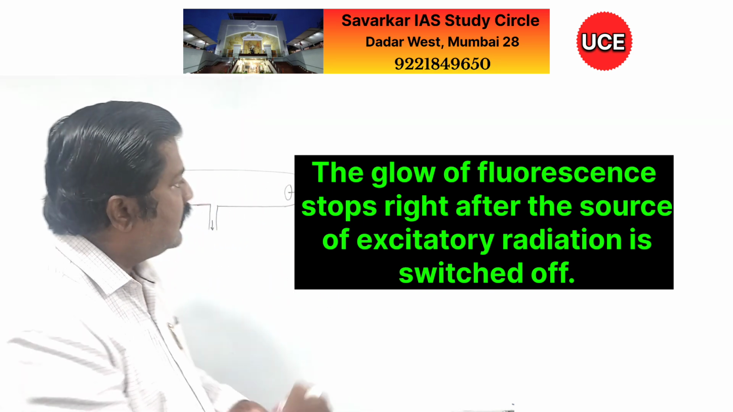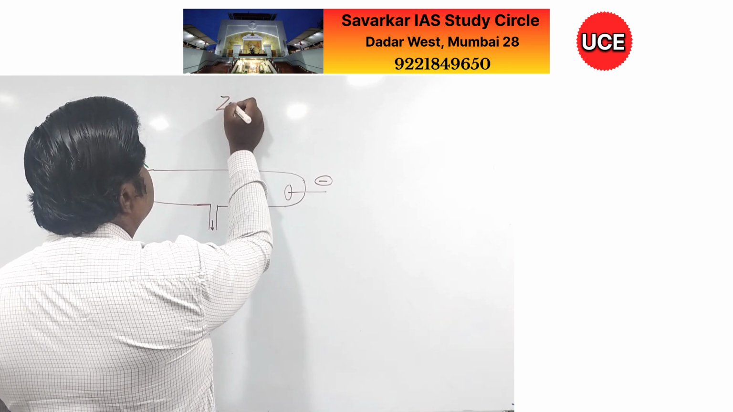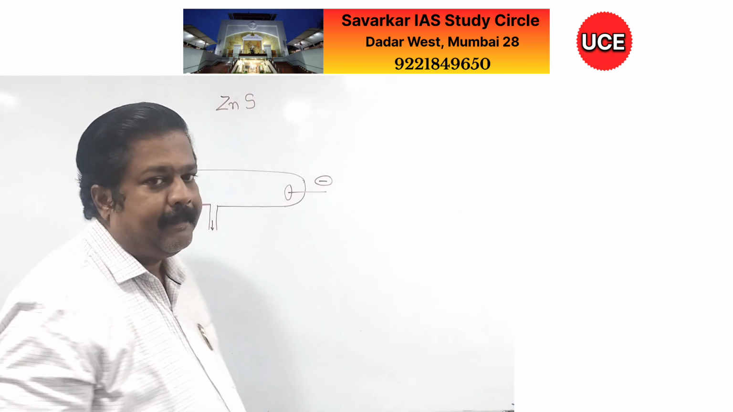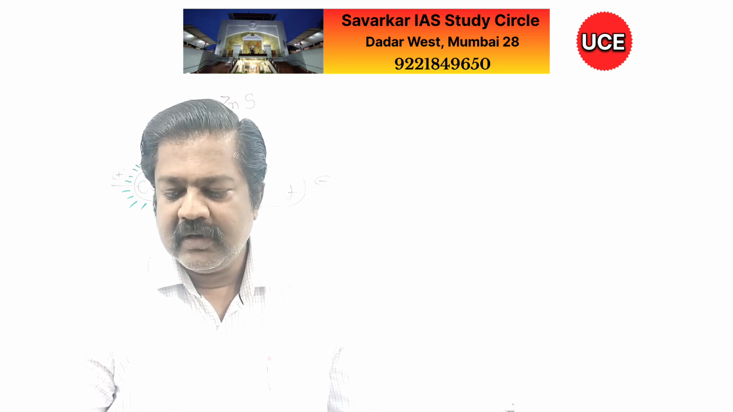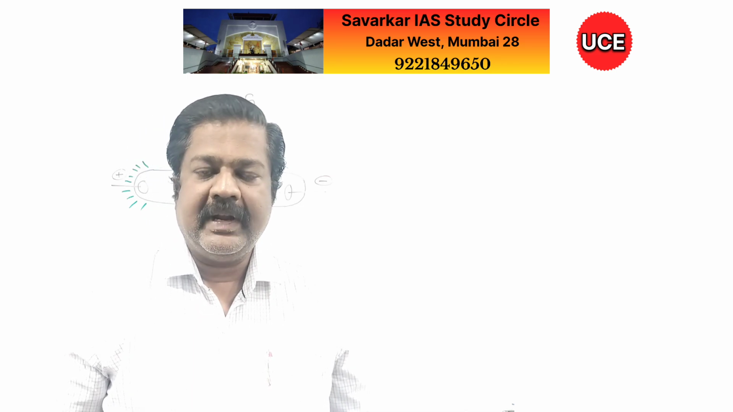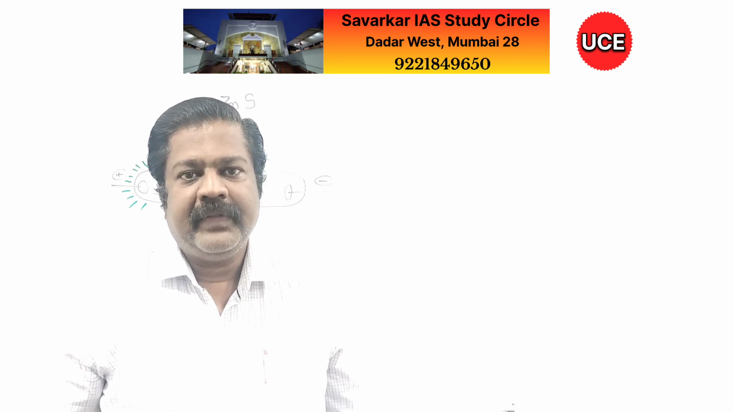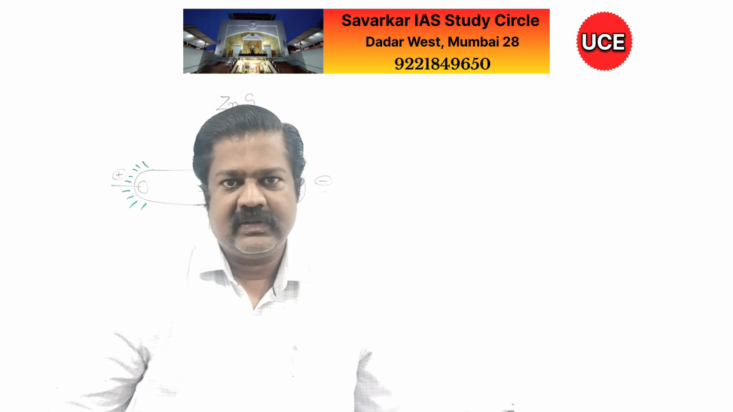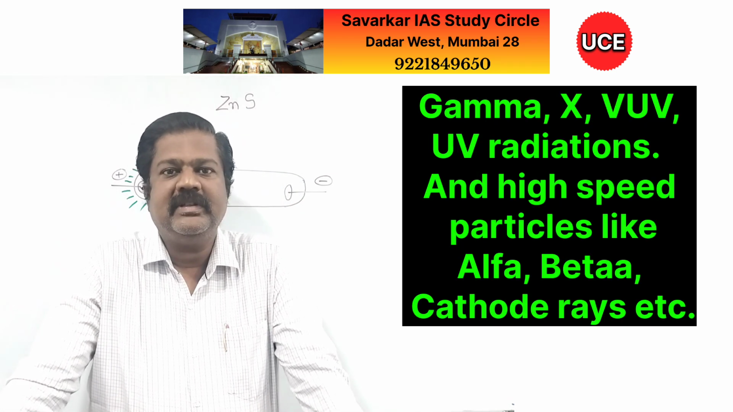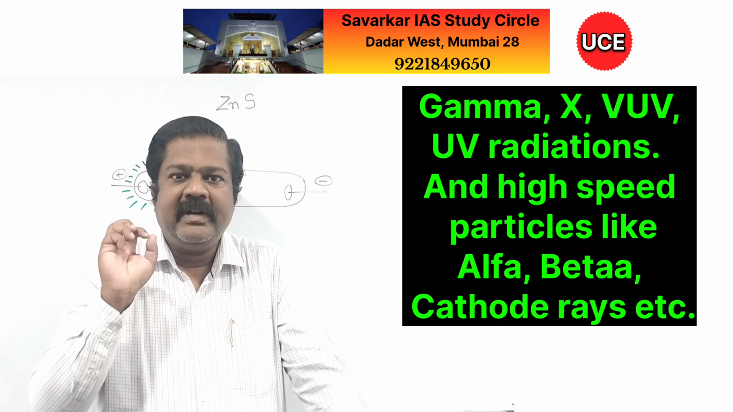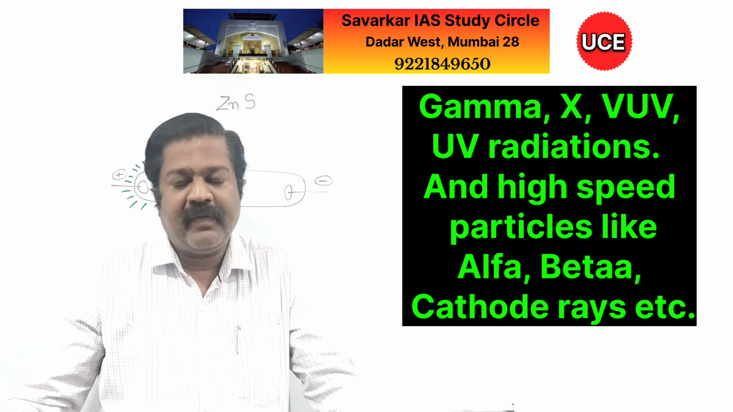Now scientists discovered another substance named zinc sulfide. Don't call it sulfate. The name is zinc sulfide. So scientists learned that if invisible radiations, particularly high energy invisible radiations, fall on zinc sulfide, then zinc sulfide starts glowing white light.